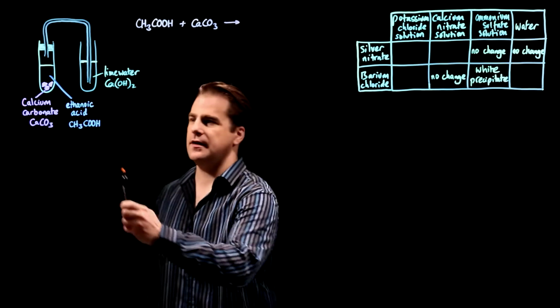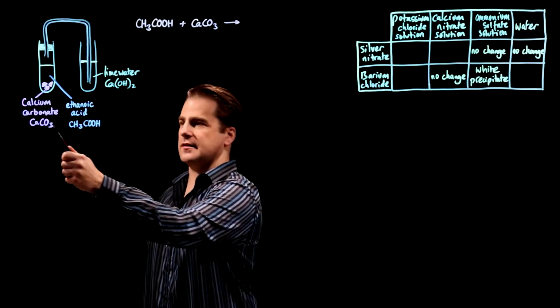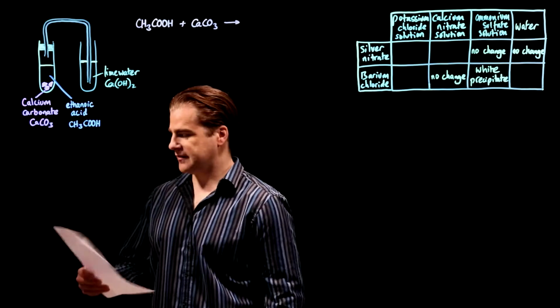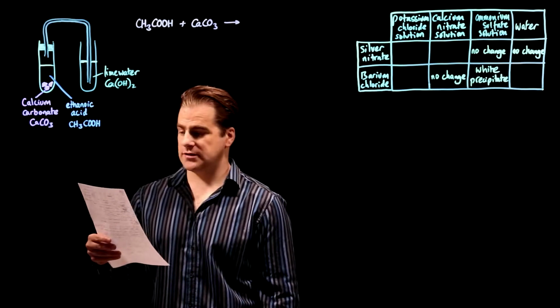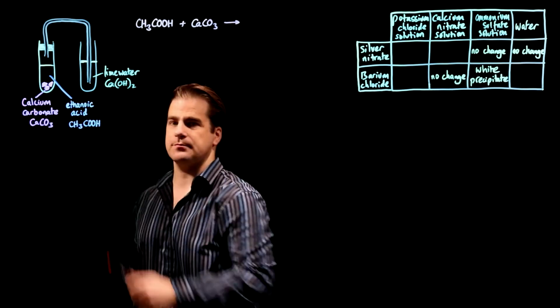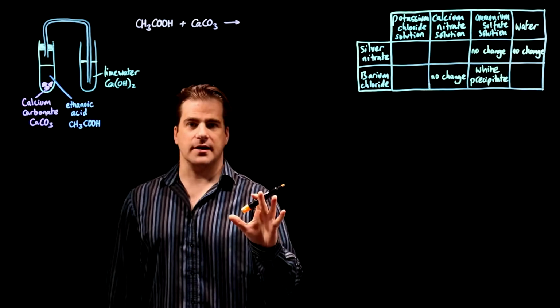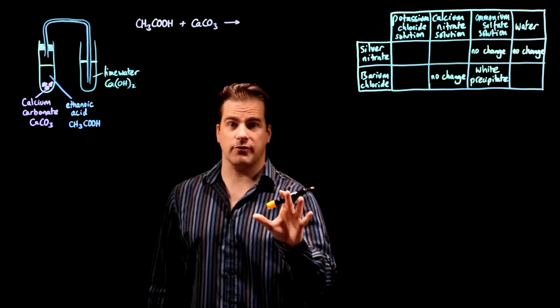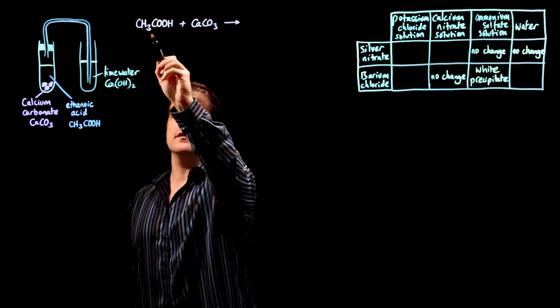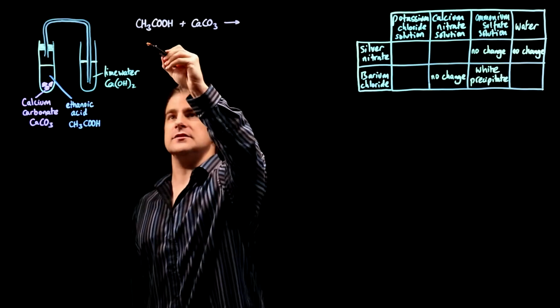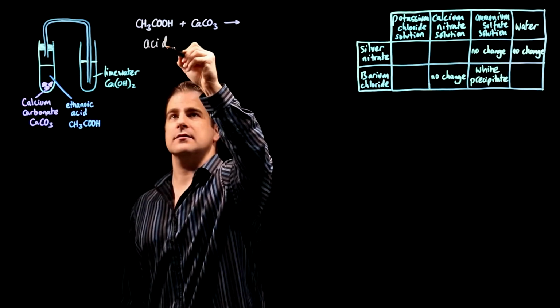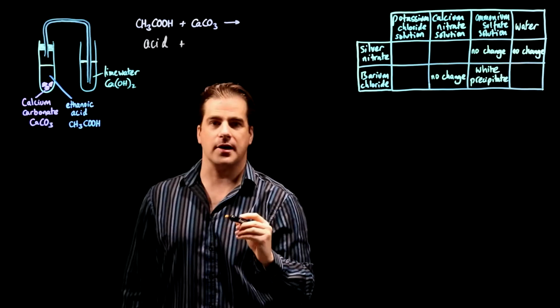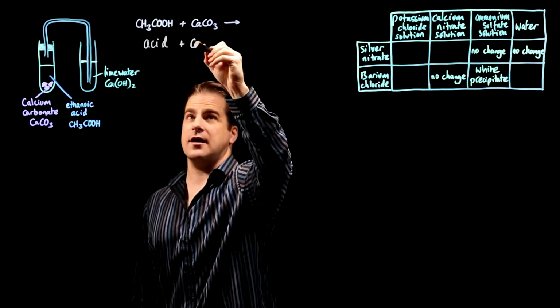Okay, we're mixing an acid, ethanoic acid, with a carbonate, and we have to describe a change that would be seen in each test tube. Firstly, let me say what sort of reaction this is. You've got ethanoic acid, which is of course an acid, and calcium carbonate, which is a carbonate.